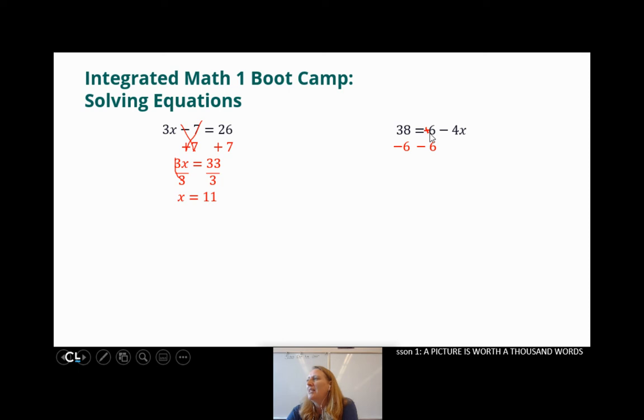Because that's a positive 6, I need to think of it as a plus 6, so I'm going to subtract 6 from both sides. When I do that, these cancel out. 38 minus 6 is 32, but I still have a negative 4x here. No big deal. This is a negative 4 that's being multiplied by x. I hope you caught that as well. So we need to divide both sides by negative 4, because that's negative 4 times x. Positive 32 divided by negative 4 is negative 8. So we get x equals negative 8, or negative 8 equals x. Either way of writing it is fine.